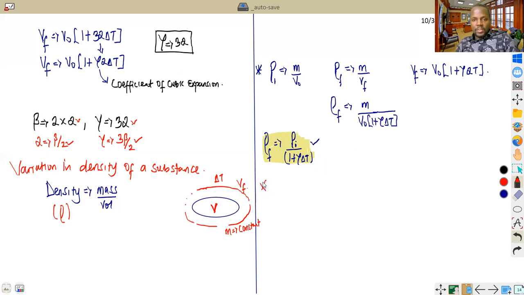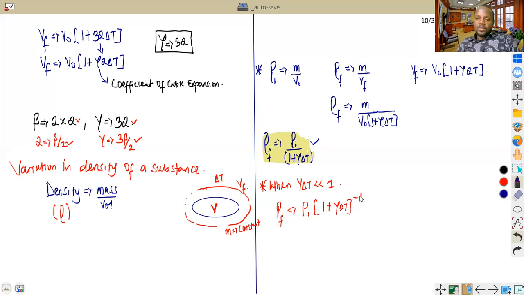Listen, when gamma delta T is very much less than 1, the expression we use is this: the final density is now equal to the initial density, into bracket 1 plus gamma delta T raised to power minus 1. In some numerical questions, they will tell you that gamma delta T is less than 1, it's very much less than 1. So this is the expression with which you can remodify from your early classes.